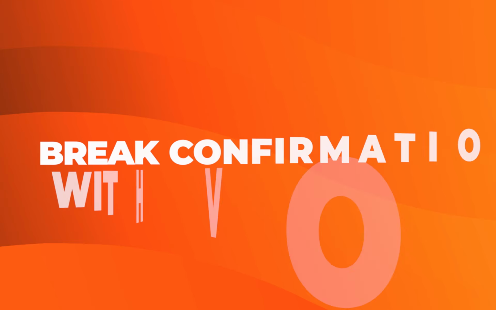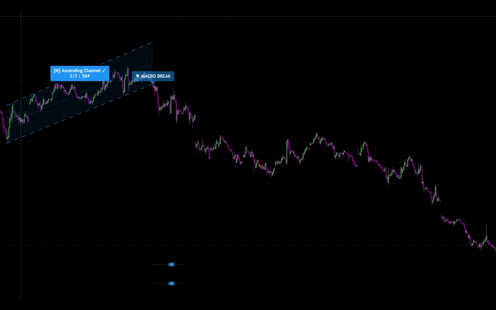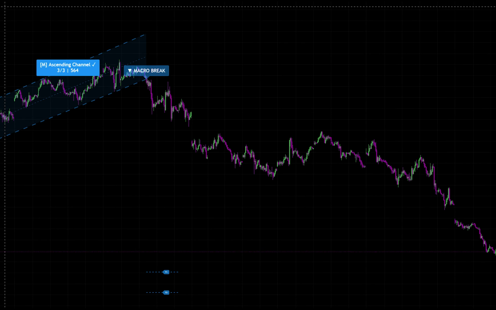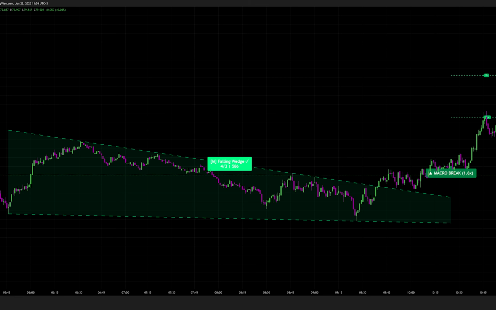Feature number 5, break confirmation with volume. Every break fires on bar close, not wicks, not intra-bar moves. That removes a massive amount of false signals right there. And on every break label, you see the volume ratio. Break bar volume versus the average volume during the pattern.